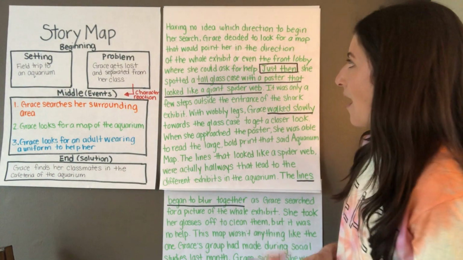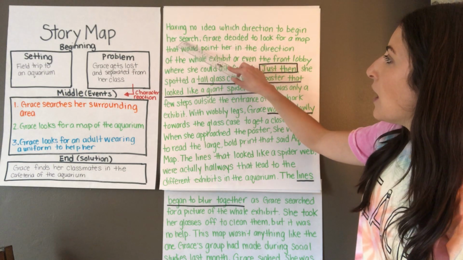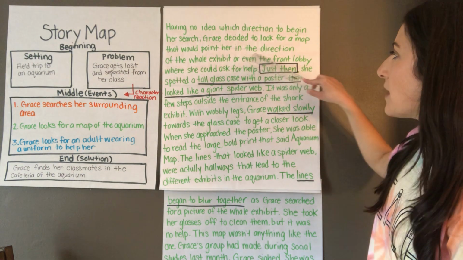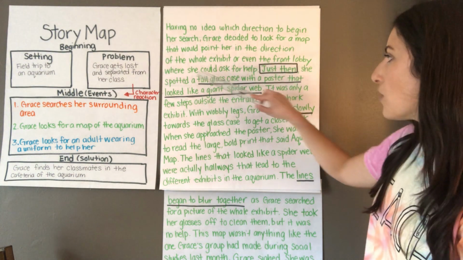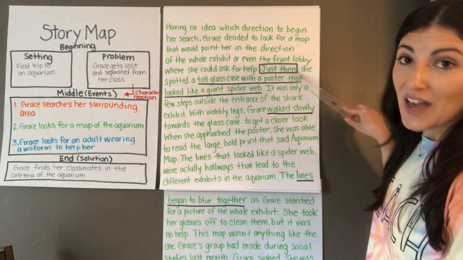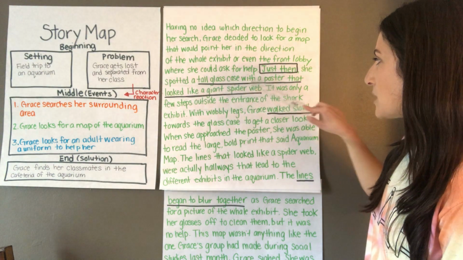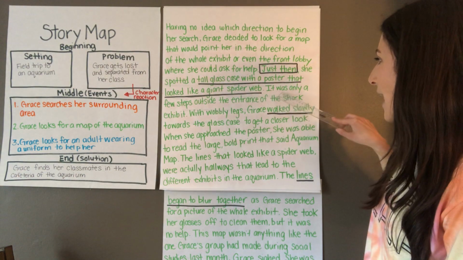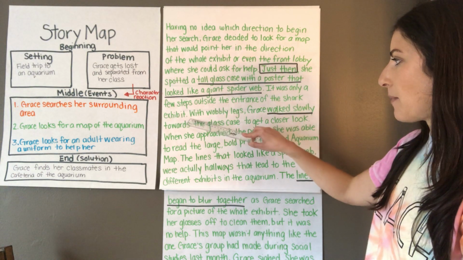So, having no idea which direction to begin her search, Grace decided to look for a map that would point her in the direction of the whale exhibit, or even the front lobby where she could ask for help. Just then, that's a transition word, she spotted a tall glass case with a poster that looked like a giant spider web. It was only a few steps outside the entrance of the shark exhibit.